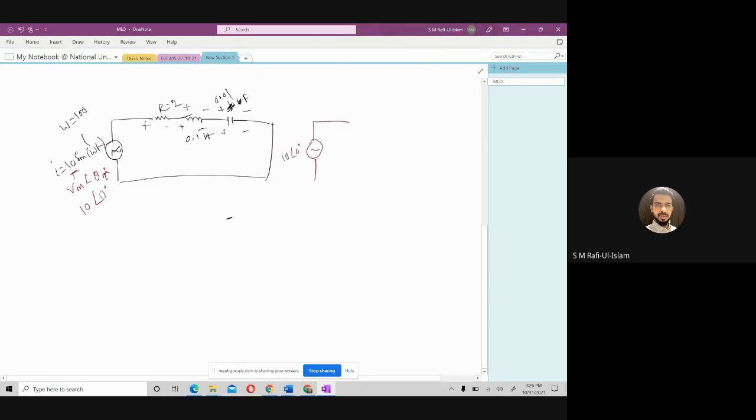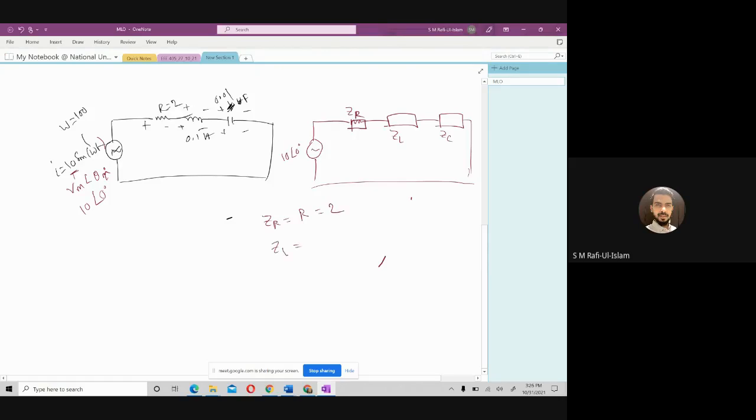What is the impedance of the resistor? Let's say I consider this as ZR, this as ZL, and this as ZC. So I convert everything into impedance. Z means impedance. So what is ZR? Sir, ZR will be equal directly to R, the resistor value. Yes, 2, right? So what is ZL?